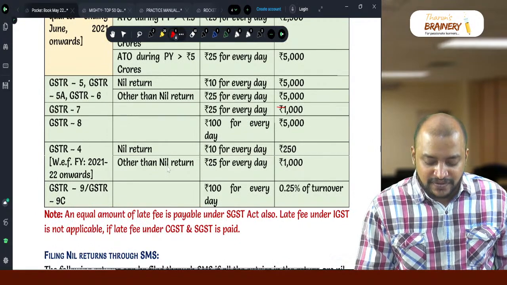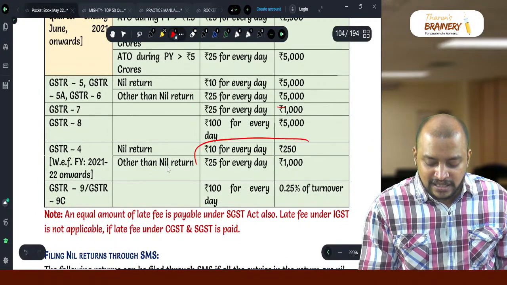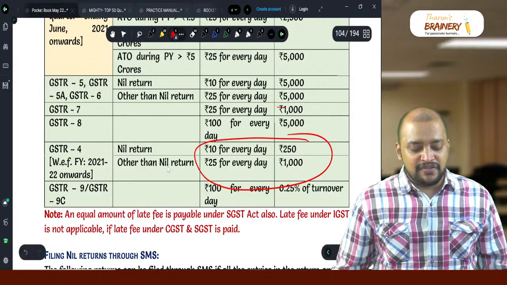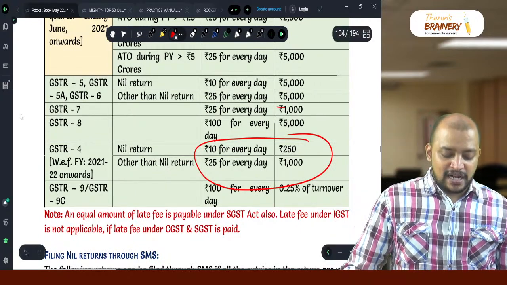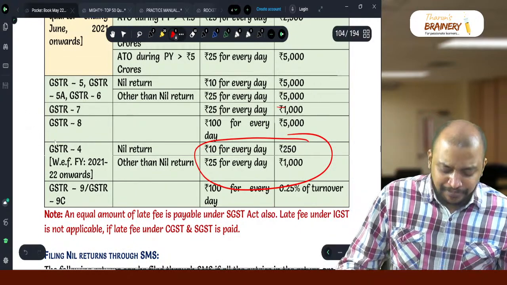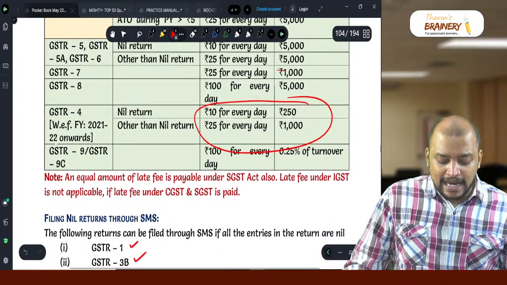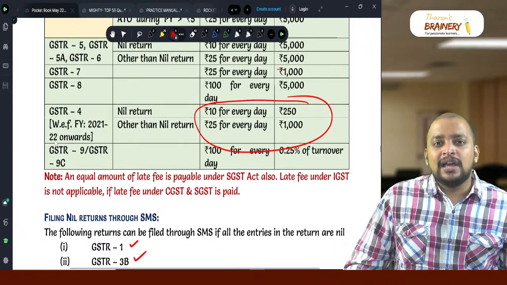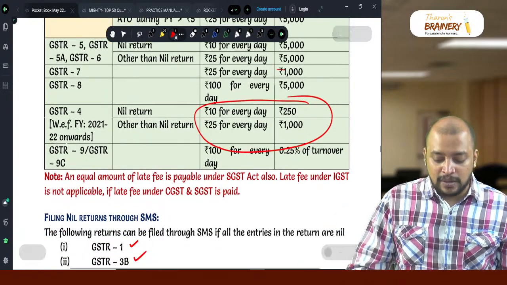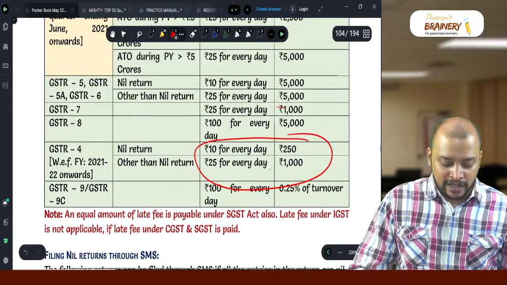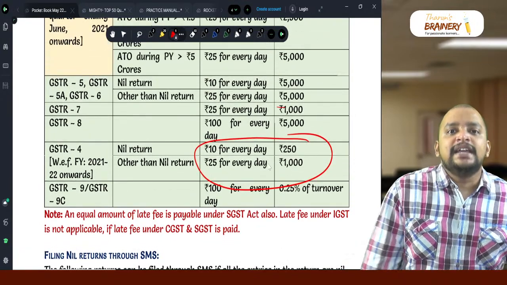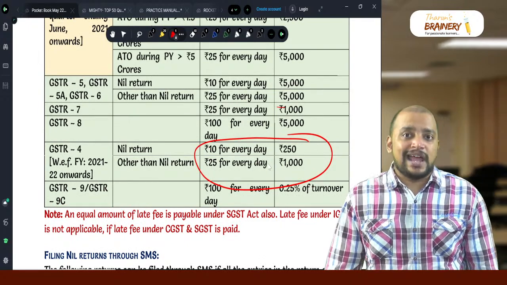So 10 rupees for every day, subject to maximum of 250, and 25 rupees for every day, subject to maximum of 1000 rupees. Okay. Then GSTR 9, that is annual return, 100 rupees per day subject to maximum 0.25% of the turnover. So this amount of late fee is payable under SGST Act also.